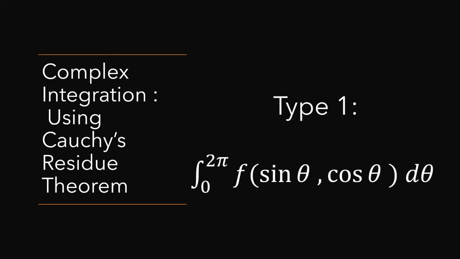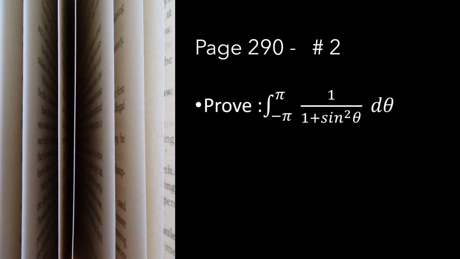So the first method is using Cauchy's residue theorem. We would like to evaluate integrals of the type integral 0 to 2 pi of a function of sine theta, cosine theta, d theta. Let's take an example here. We would like to prove that the integral from negative pi to positive pi of 1 by 1 plus sine squared theta d theta is square root 2 times pi, or we would like to prove that as 4.4429.